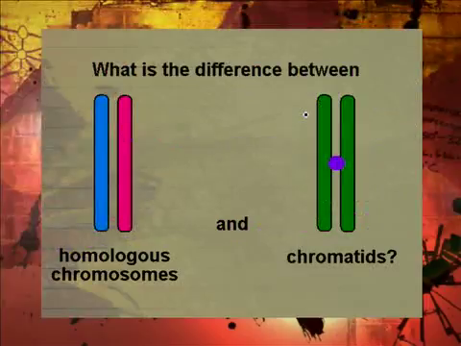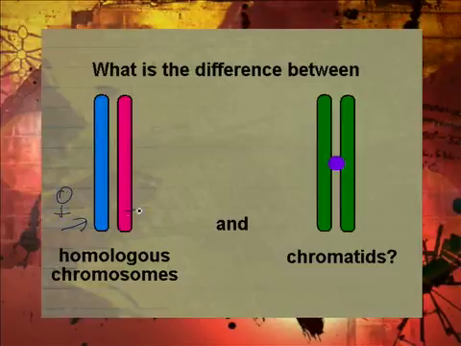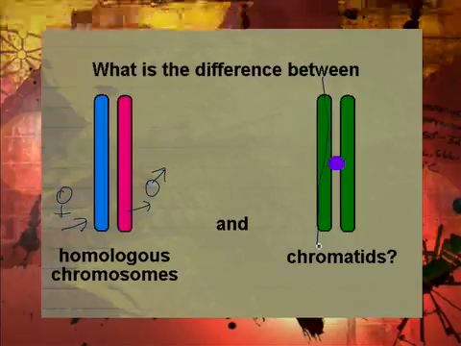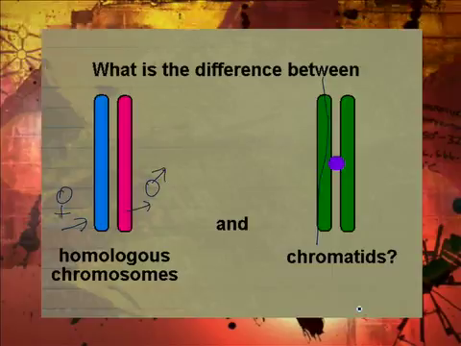Something that often puzzles students is the difference between homologous chromosomes and chromatids. Remember that this one came from maybe the mother, this one came from the father, and in terms of chromatids, it's a single piece of DNA that has replicated itself and is held together by the little centromere.